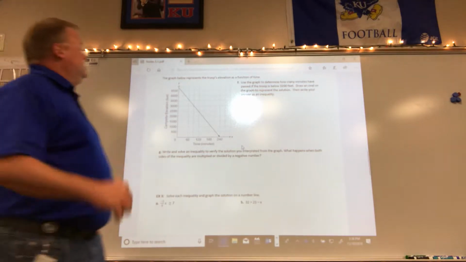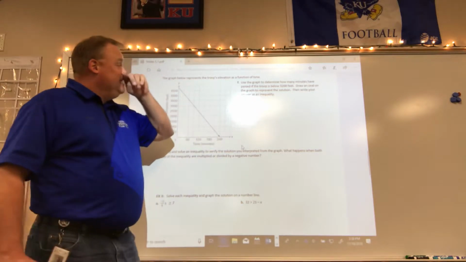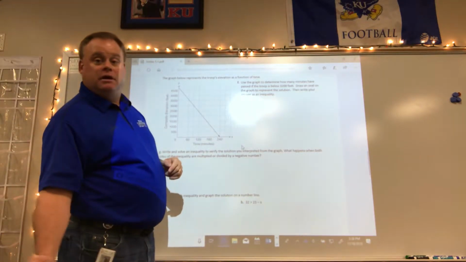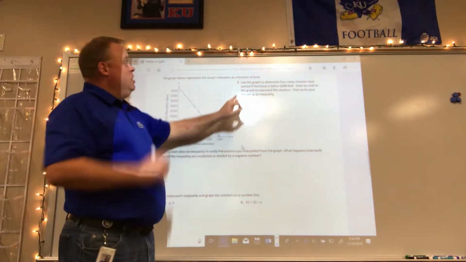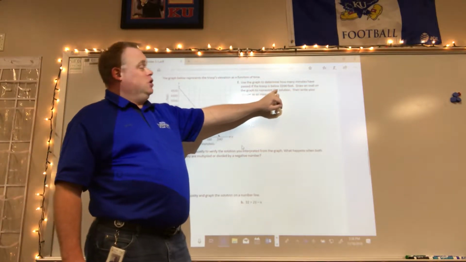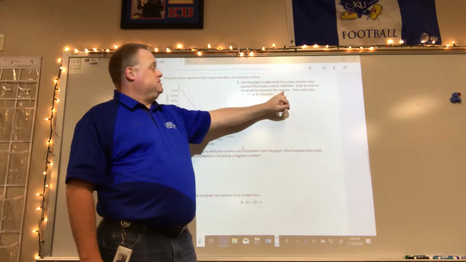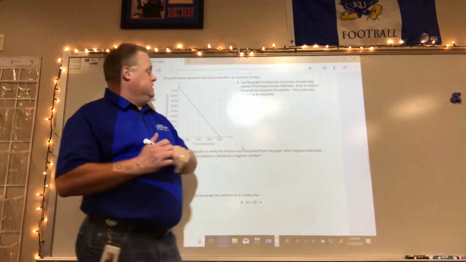The next one says, the graph below represents the troop's elevation as a function of time. Make sure you can see the graph here. Use the graph to determine how many minutes have passed if the troop is below 3,200 feet. Draw an oval on the graph to represent the solution, then write your answer as an inequality.